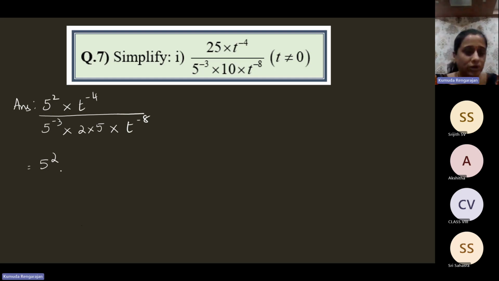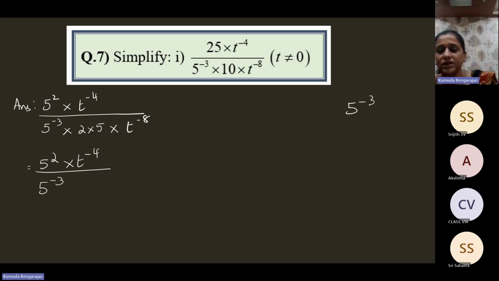Or no, let me put it like this. So 5 to the power 2 into t to the power minus 4 divided by, let's simplify the 5s in the denominator first. So it will be 5 to the power minus 3 into 5 to the power 1. Bases are same and it's multiplication, you need to add the power. So it will be minus 3 plus 1.